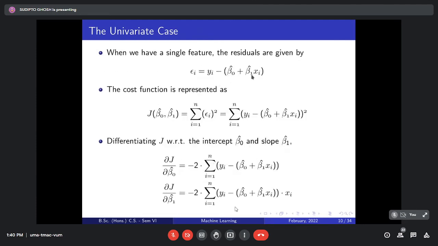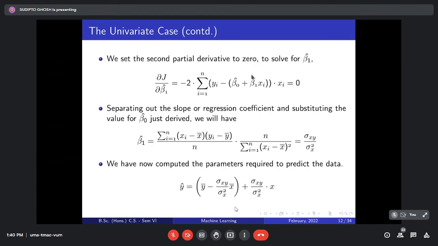Beta naught plus beta 1 x1 will give us the prediction, right? So our prediction is beta naught, this term right here, plus beta 1, which has been replaced by the covariance divided by variance, times x. This will be our predicted value. This x will be for a particular record, and you can see all of the other terms will be constant for a particular training data set.